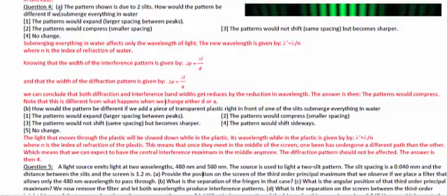In this case, we are given a pattern due to two slits. Here is the pattern. And we are asked, how would the pattern be different if we submerge everything in water? And we are given choices in terms of the answers.